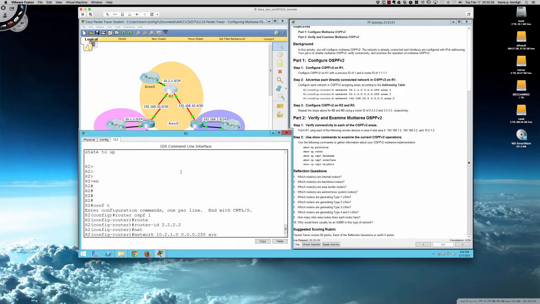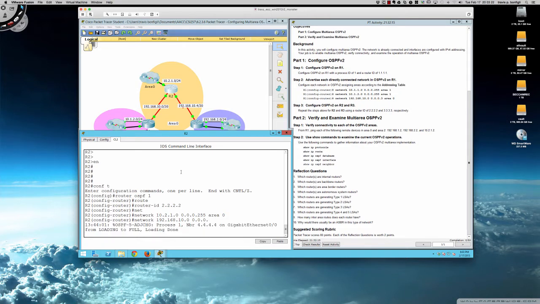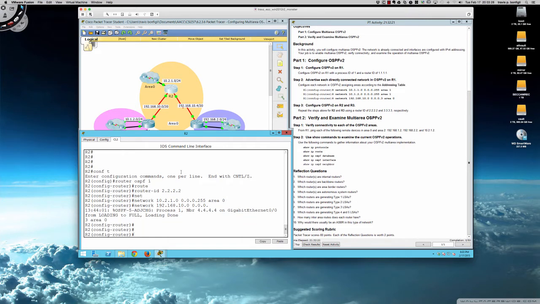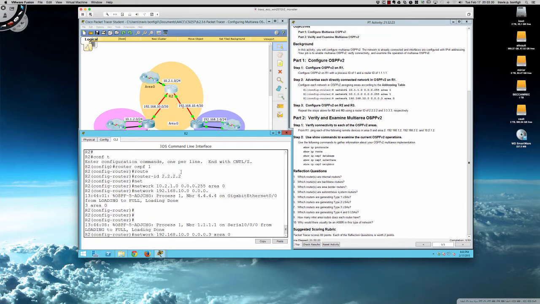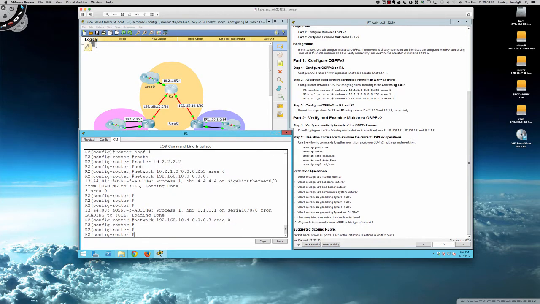0.0.0.255. Now, what area is this going to be in? Well, this is actually going to be in area 0, right? On router 2, all of router 2's interfaces are in area 0. So then we'll say network 192.168.10.0, and this is a /30, so it's going to be 0.0.0.3 area 0. And then we have another /30, which is going to be network 192.168.10.4. And that'll also be a /30.